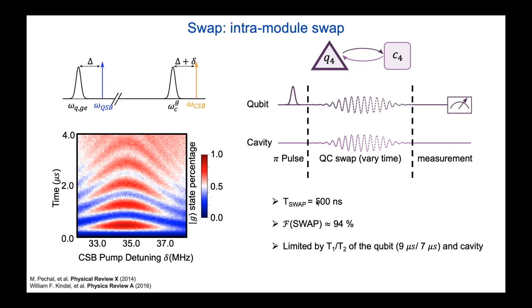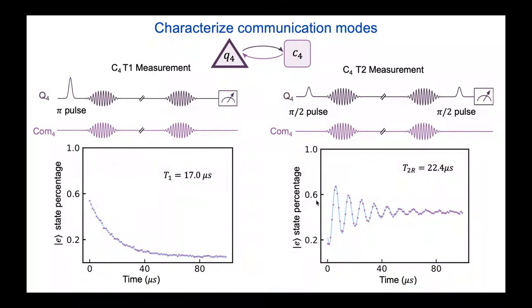Okay, since we have this intra-module swap, the next thing is we can play around with a part of the module. For example, if we prepare the qubit in the excited state, swap to the communication cavity, wait a while and swap back, and in the end we measure the population of the qubit, then we get an exponential decay of the qubit population. That indicates the T1 of the cavity.